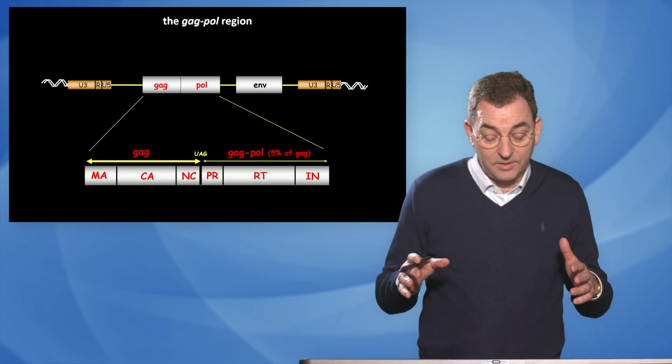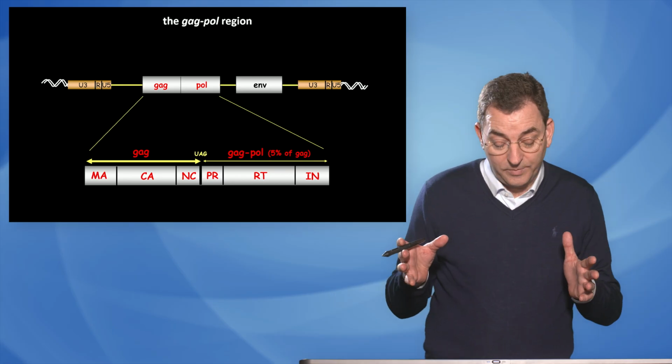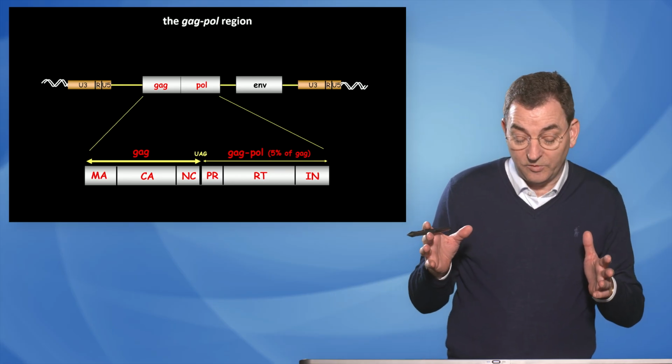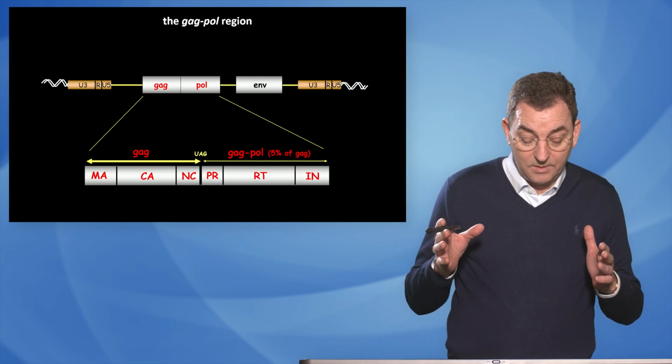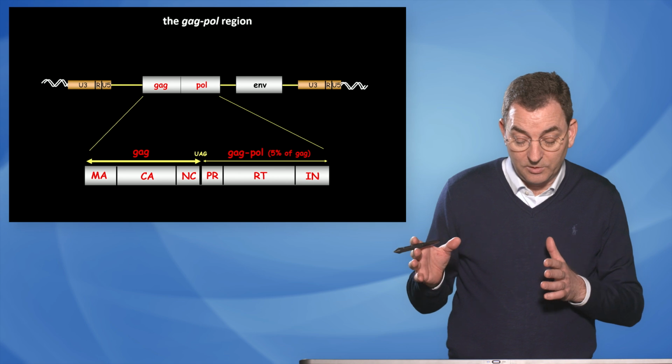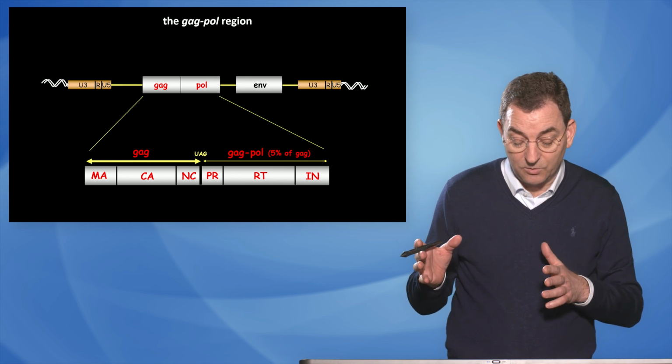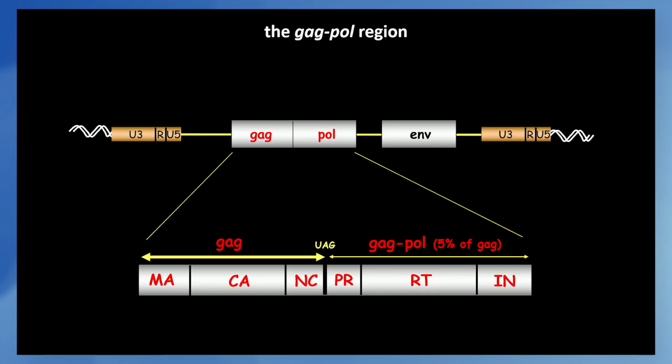As I said before, and as you saw in the viral particle, the GAG, group-specific antigen part, encodes the matrix, capsid and nucleocapsid and has a stop codon. This stop codon is used about 95% or 90%, whatever, of the time, but in certain cases, in about 5% of the cases, the ribosome continues to translate the POL region.